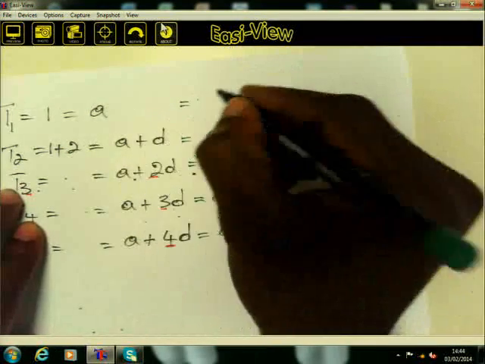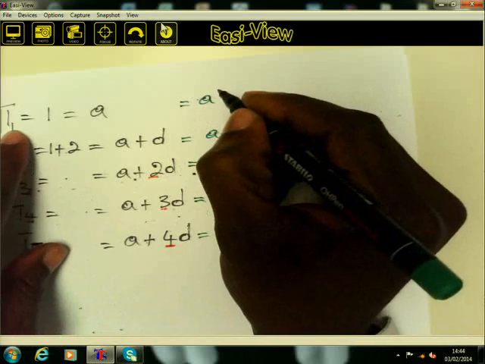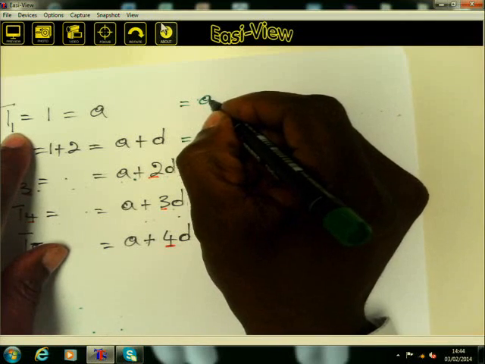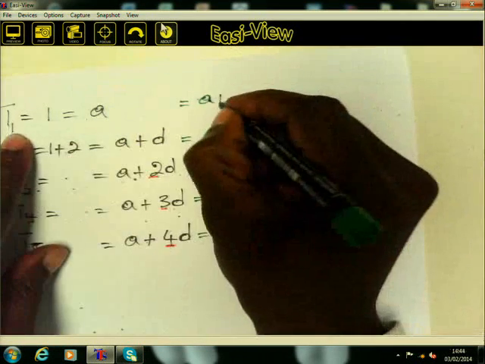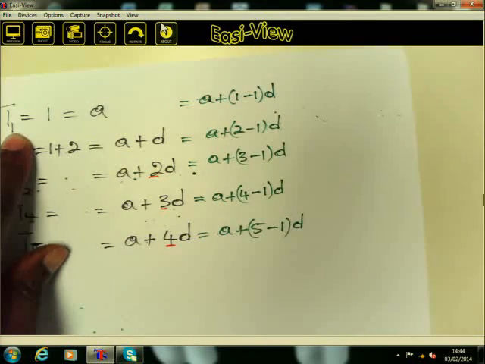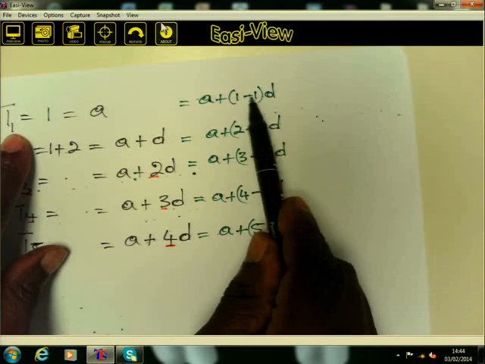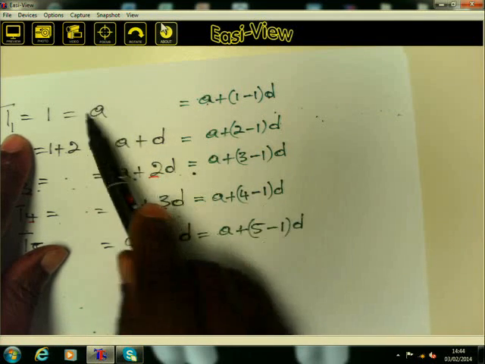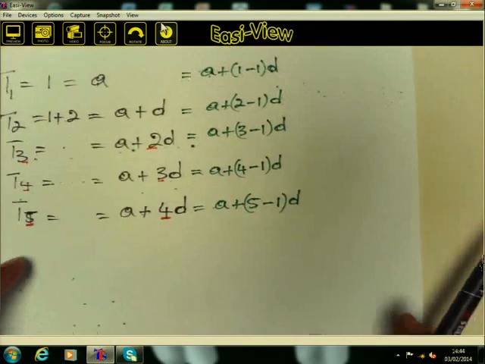This can be the term number 1, A the first term, then the term number, 1 minus 1, and then you multiply by the difference. So 1 minus 1 will give us a 0. You multiply by 0, there you get that one.